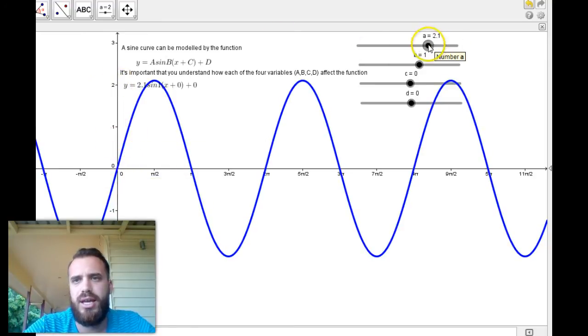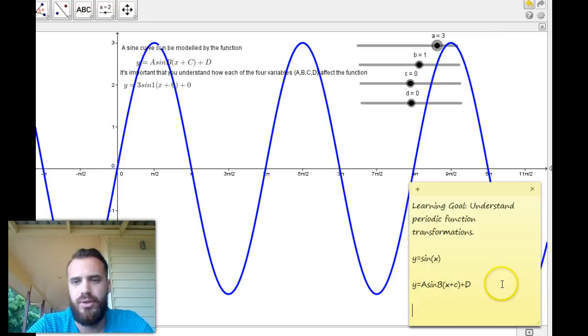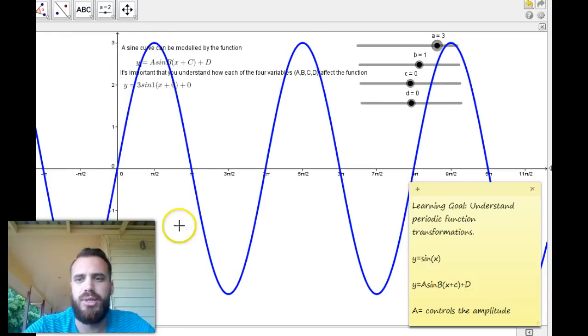Now if I increase that a value further, we can see again that amplitude's increased. An a value of 1 has gone up to an a value of 3. So in our notes here, we can say that our a value controls the amplitude. The higher the a value, the larger our amplitude is going to be. And there's a direct correlation between that a value and that amplitude. If the a value is 3, the amplitude will be 3. If the a value is 5, the amplitude will be 5, so on and so forth.